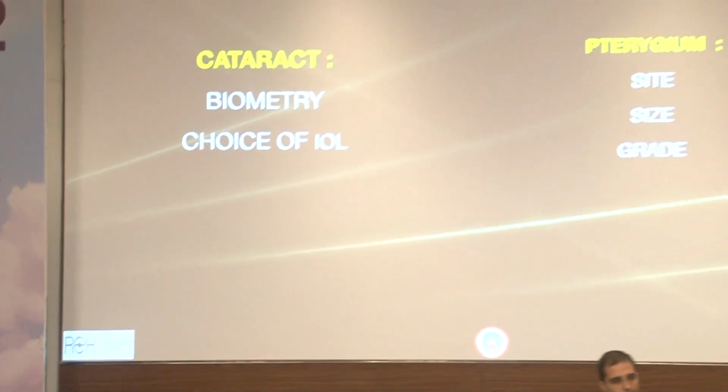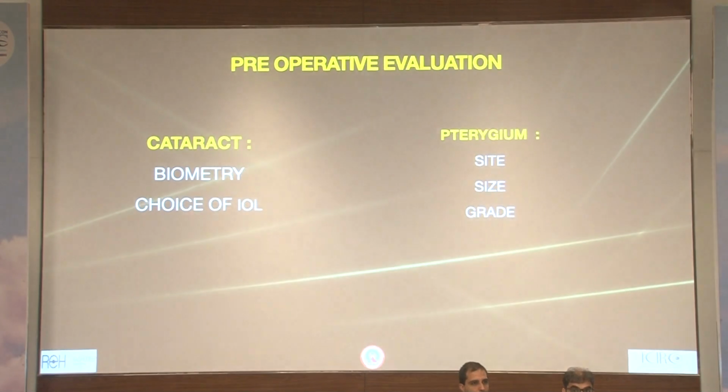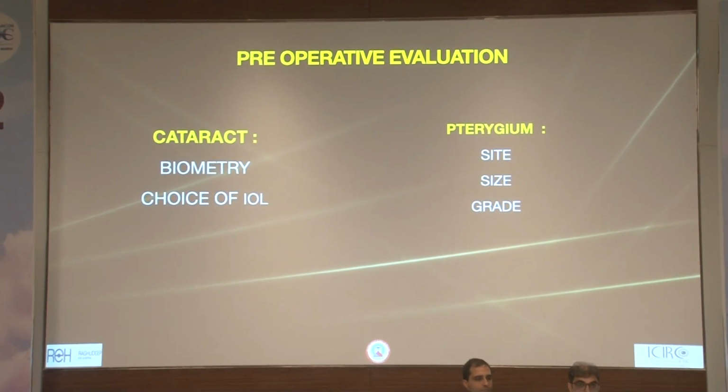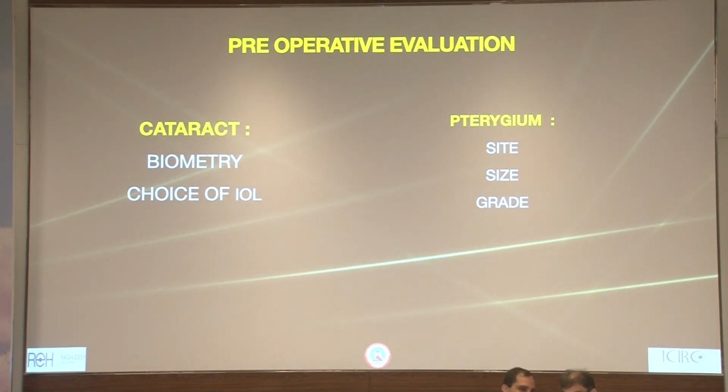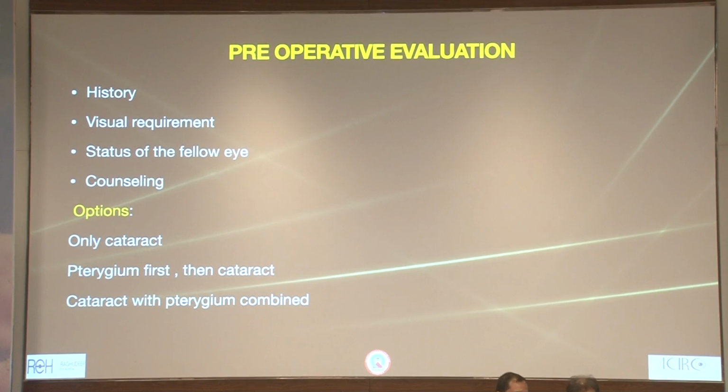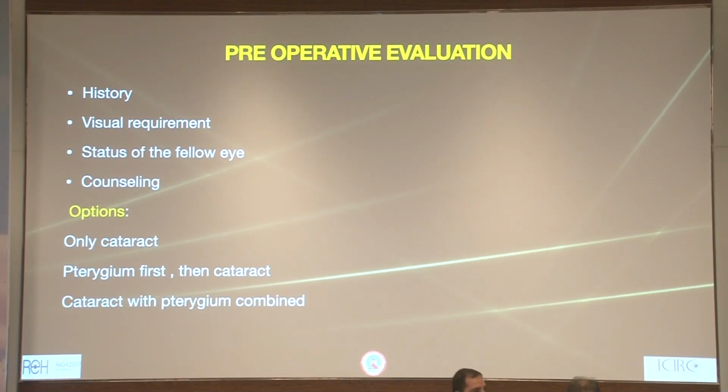So the most important evaluation is the preoperative evaluation, where we begin in detail, not only examining the cataract, but also the pterygium for its size and grade, because all this is going to impact the biometry and the choice of IOL. Go back to being a resident, don't forget your history. Find out how long this patient has had the pterygium, whether he has noticed it, whether it's progressing. Find out the vision expectation of this patient, because we have now crazily accepted that we need to be glasses free at all distances. So we have to counsel the patient accordingly.